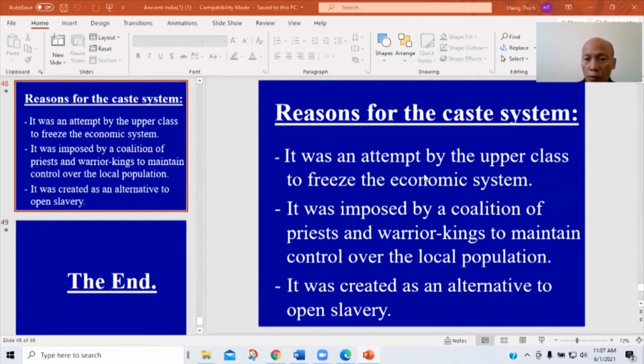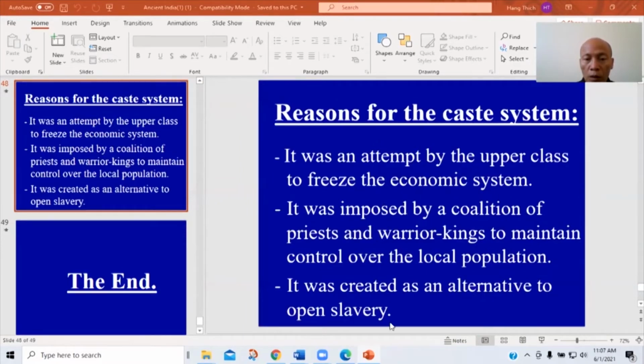So it was imposed by a coalition of priests and warrior kings to maintain control over the public, the people. So it was created as an alternative to open slavery. So there's the basic information about ancient India as well as Hinduism.